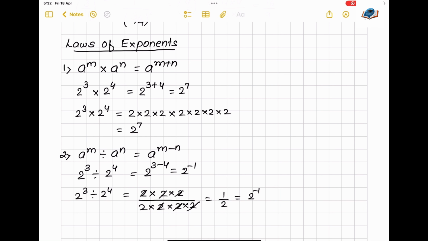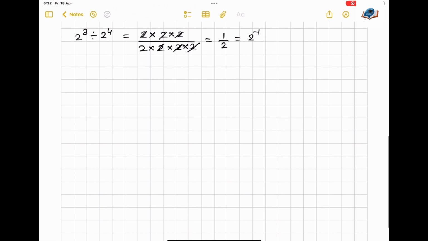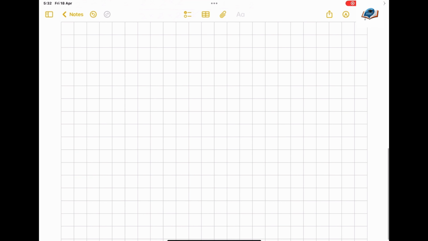Now, third law says a raised to m whole raised to n equal to a raised to mn. Now let me take an example as 2 square whole cube. So according to this it will be 2 raised to 2 into 3. So 2 threes are 6.